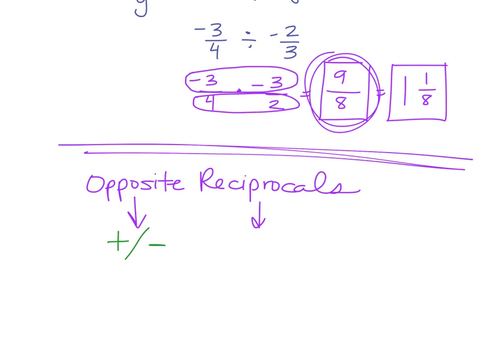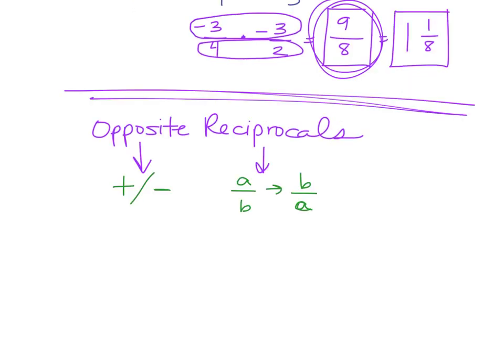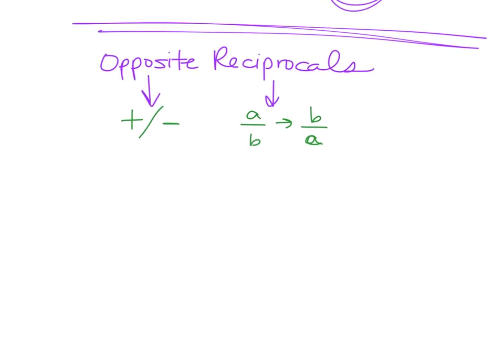What's a reciprocal in math? When you flip it, right? So if it was A over B, it's going to become B over A. Okay? So if I ask you what is the opposite reciprocal of 2 over 3, what would your opposite reciprocal be? -3 over 2. Good.